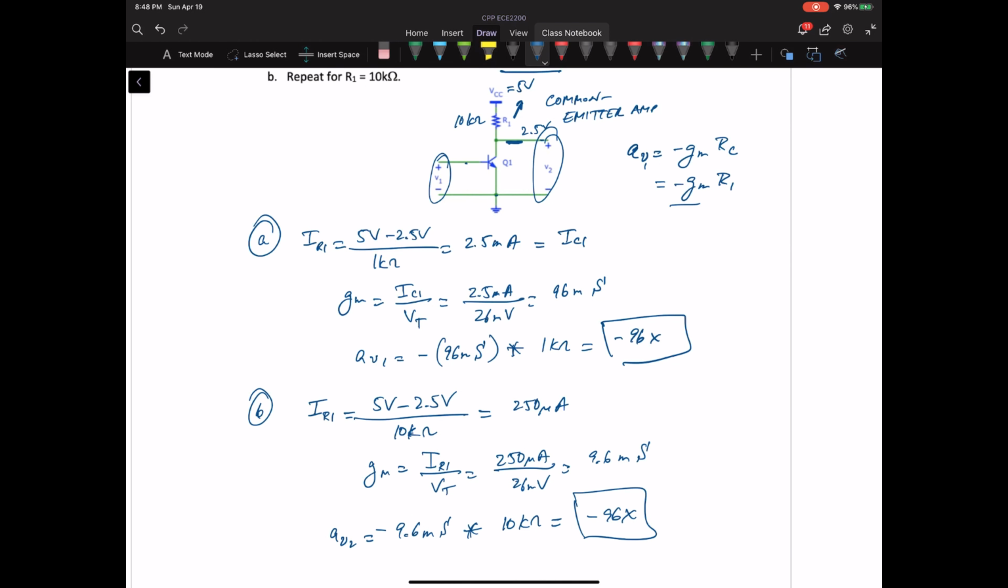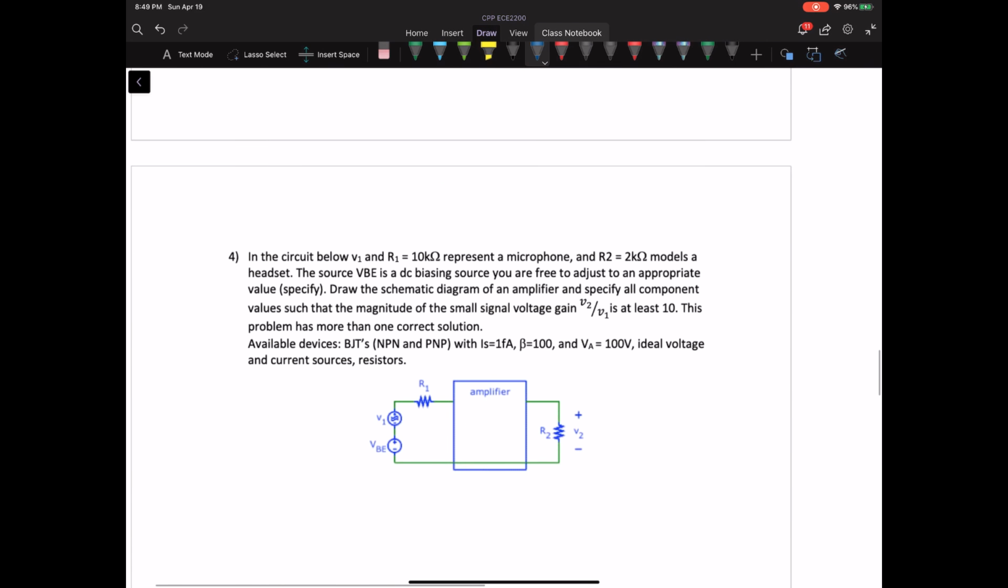So therefore the transconductance got reduced by a factor of 10. So it was a wash basically when you multiply the transconductance by the resistance. Okay, so that was that.